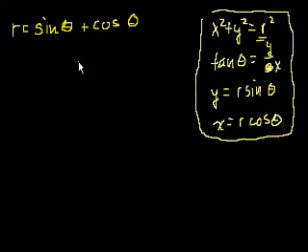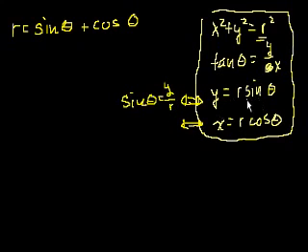So how do we do this? Well, in the last one, these two we can rewrite. We can divide both sides of these equations by r. This is the same thing as sine of theta is equal to y over r. I just divide both sides by r. And this is the same thing as cosine of theta is equal to x over r. Just divided both sides of this equation by r, and you get this.